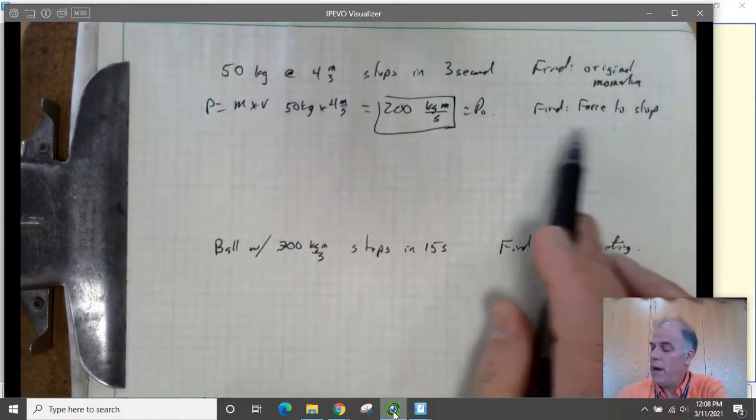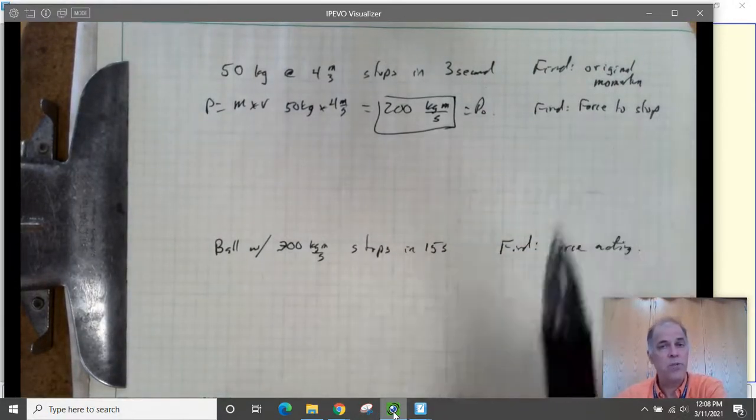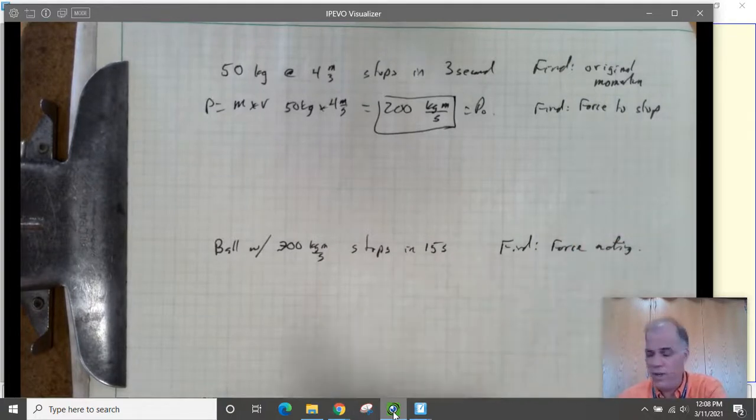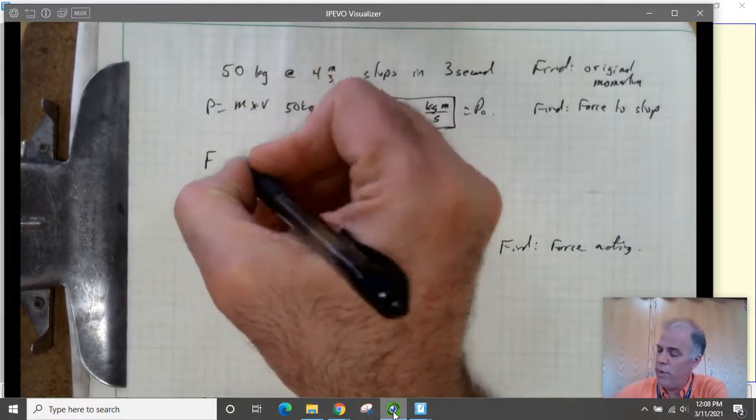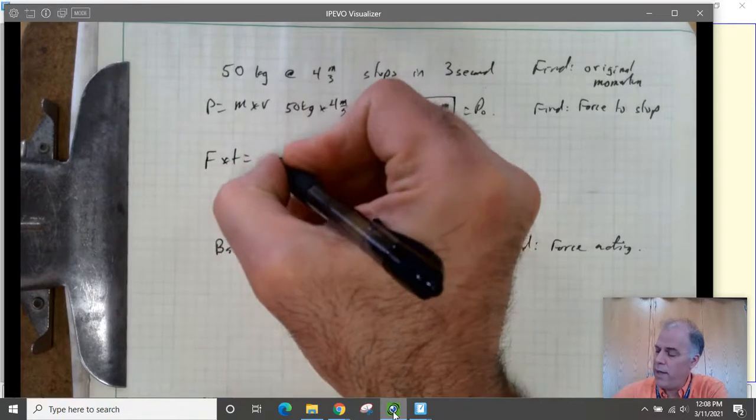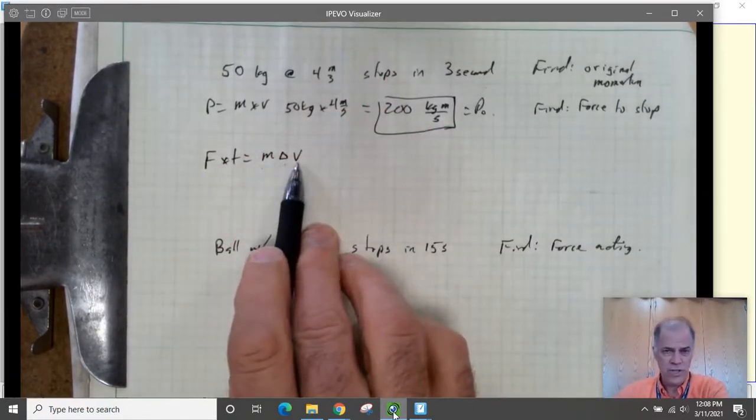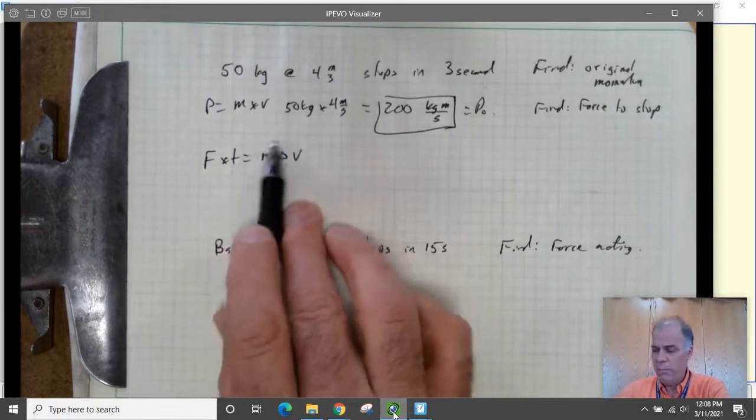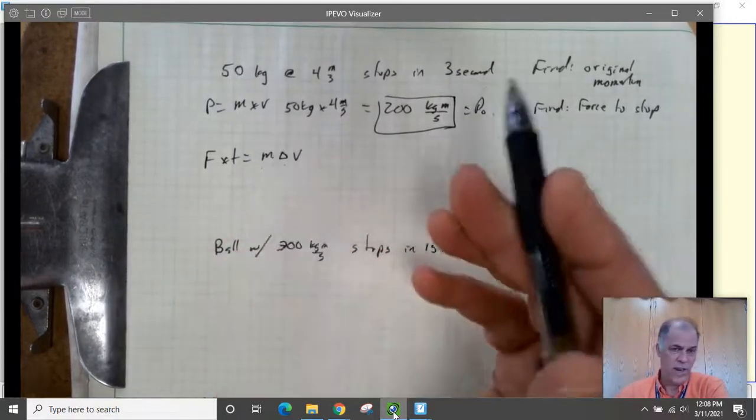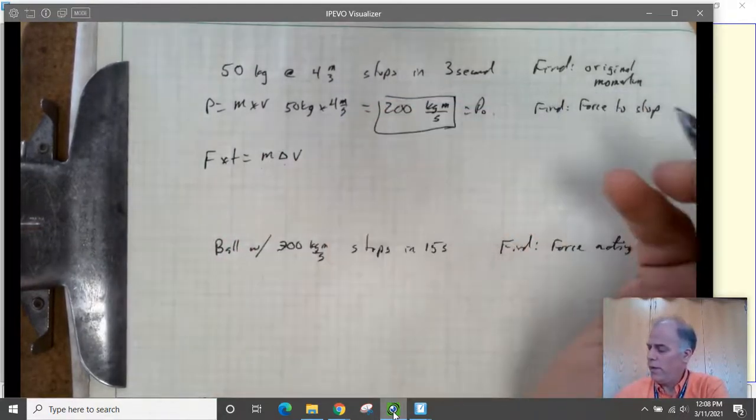Now we want to find out how much force it takes to stop. And to do this, we're going to use the impulse equation. This is why it's very useful. So the impulse equation is force times time equals a change in momentum, a mass times a change in velocity. That means the momentum of this object is changing.